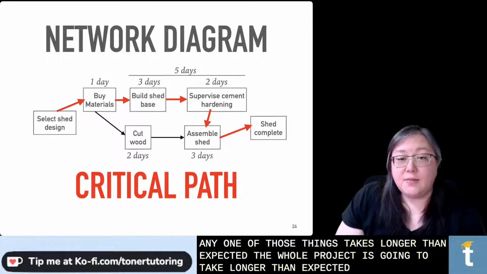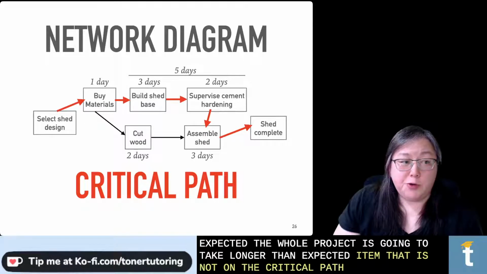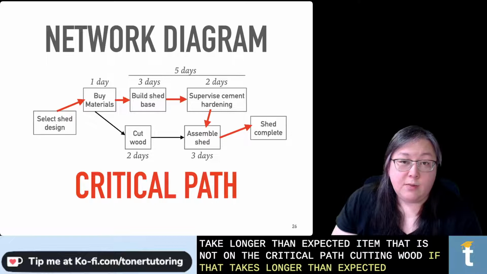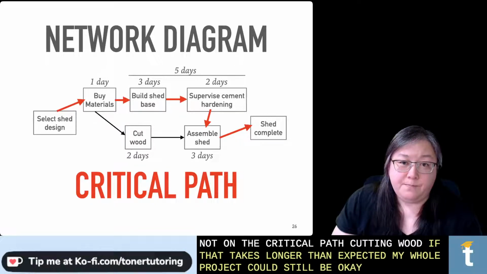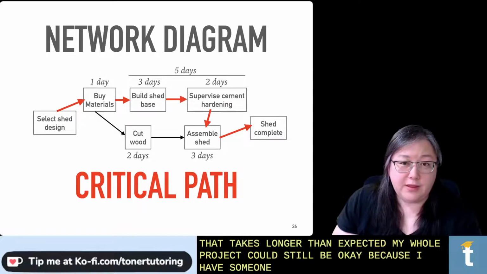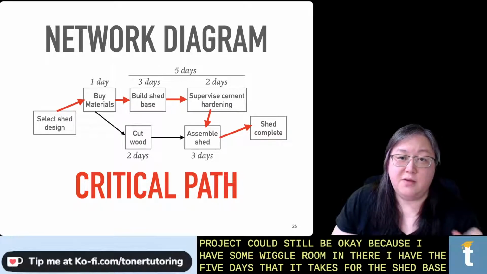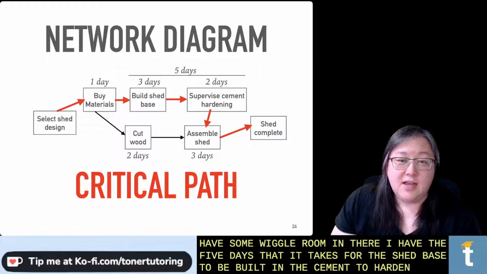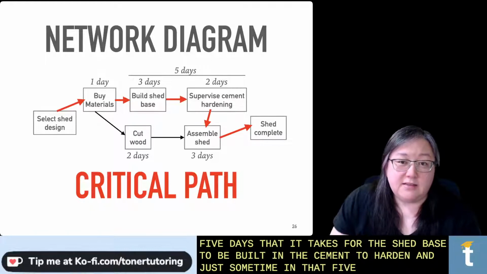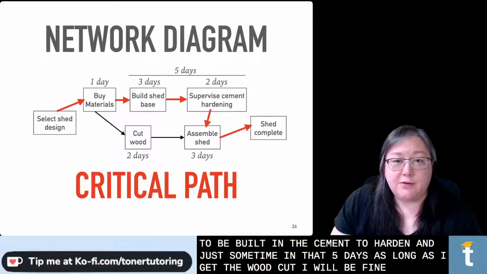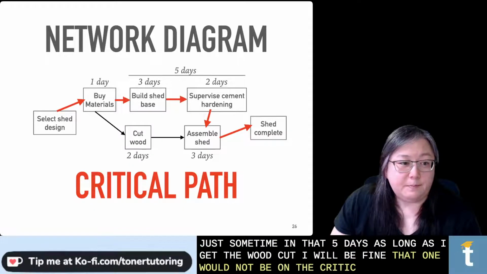The item that is not on the critical path, cutting wood, if that takes longer than expected, my whole project could still be okay, because I have some wiggle room in there. I have the 5 days that it takes for the shed base to be built and the cement to harden, and just sometime in that 5 days, as long as I get the wood cut, I will be fine. So that one would not be on the critical path.